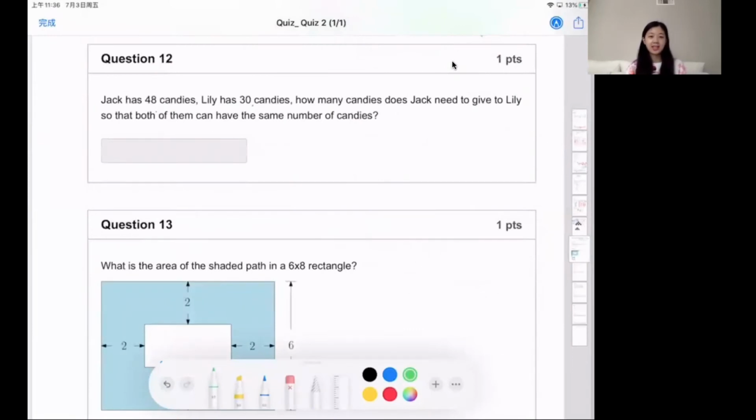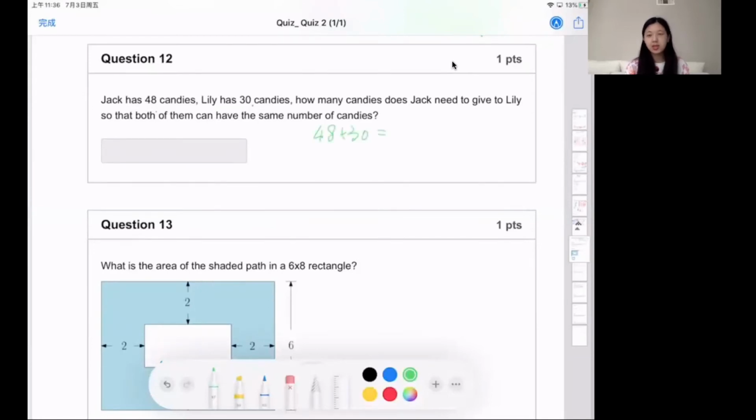Question 12. Jack has 48 candies and Lily has 30 candies. How many candies does Jack need to give to Lily so that both of them can have the same number of candies? How we can do this is 48 plus 30.